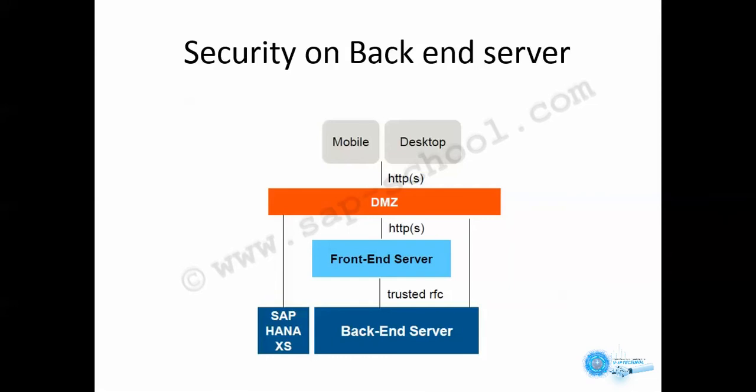So after the initial authentication, the SAP Fiori applications can send the request to the ABAP backend server and to the HANA Access Engine directly as and if required. So this is in addition to the normal request going from the front-end server. So till now we have seen how the security has to be done at the front-end server.